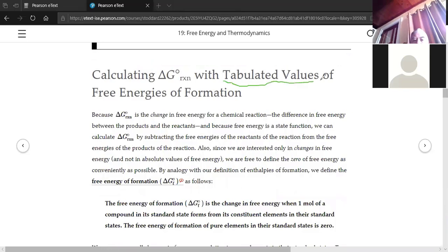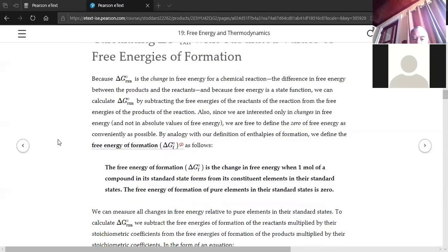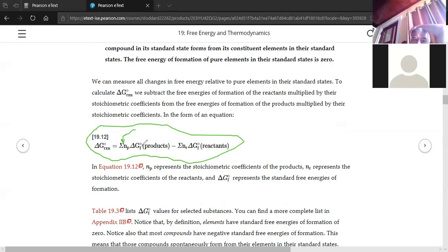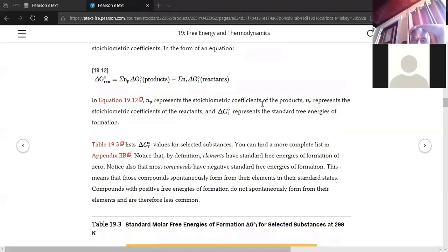Tabulated values, okay. And just like with delta H and delta S, you can use a formula that has products minus reactants. Right here is formula 19.12. This looks just like the delta H and the delta S formula with our little sigma values there, except now you're using delta G formation instead of delta H formation, for example. Okay, so they go through an example of doing that as well.